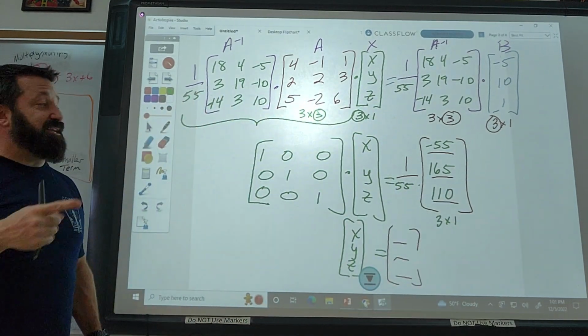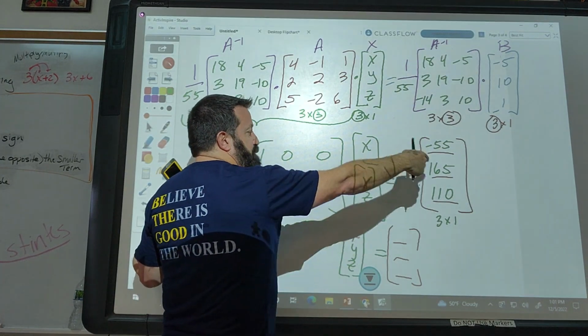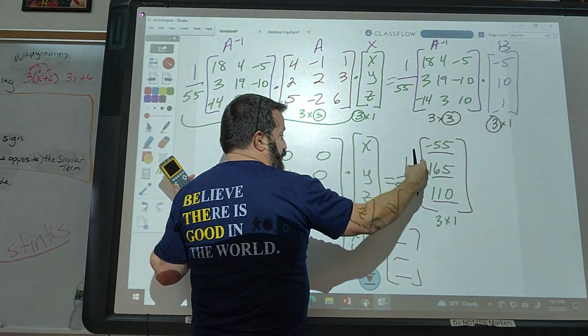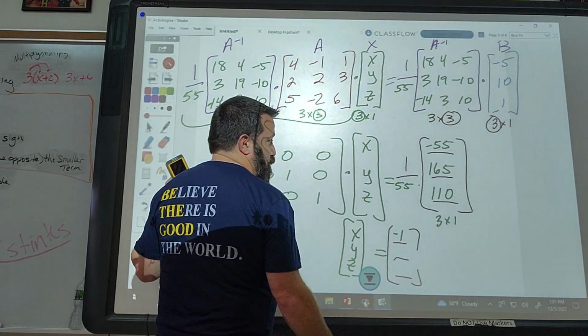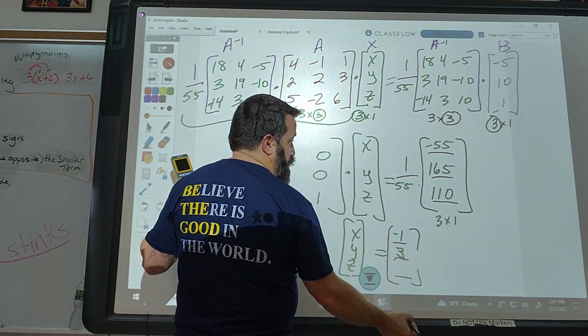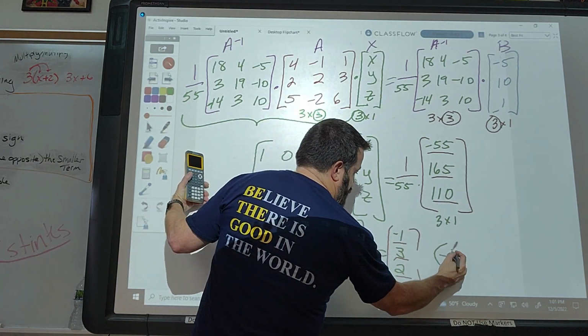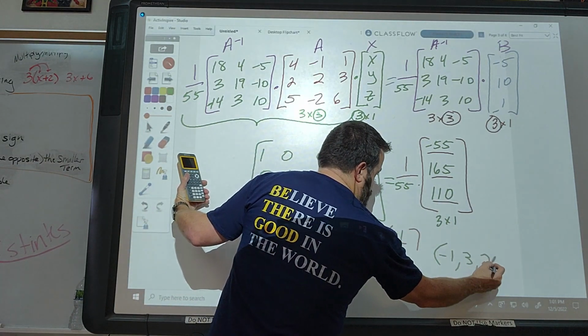The last step is now you're going to distribute this 1 over 55, which basically means you're dividing by 55. So negative 55 divided by 55 comes out to be negative 1. 165 divided by 55 comes out to be a positive 3. And 110 divided by 55 comes out to be 2. So my final answer is negative 1, 3, 2.